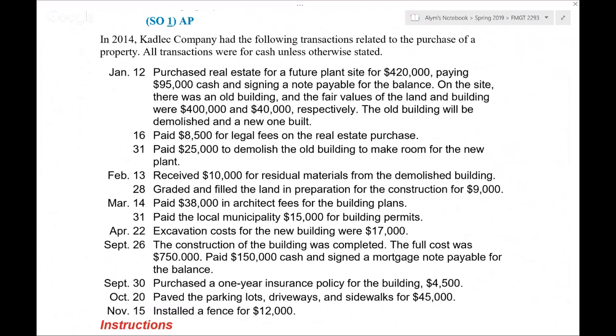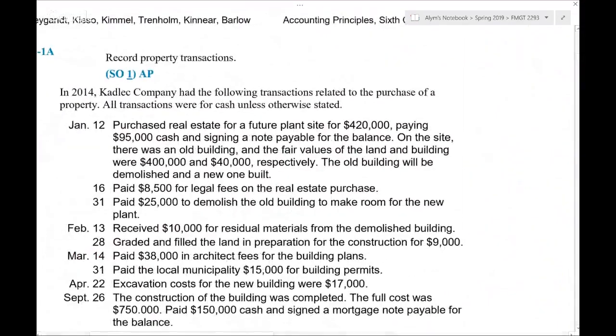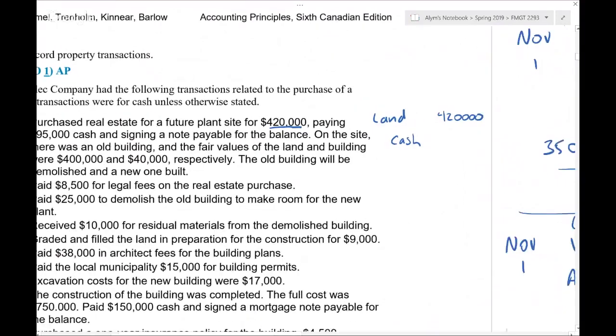Okay, so how do we deal with all of that information here? Well, we've got a debit. Let's see here. What is a future plant site? Where do we debit? We're going to debit land for $420,000. We're going to credit cash for $95,000.